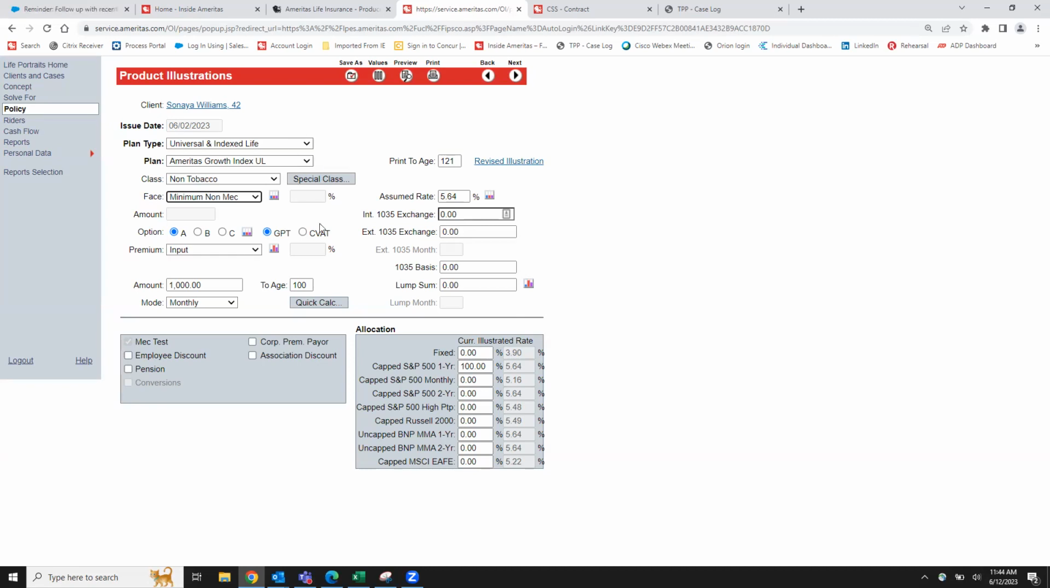Okay. Then you're going to notice there's two other radio buttons. There's GPT and there's CVAT. These are two different ways of the taxation code, making sure that this qualifies for life insurance. So GPT is the guideline premium test. It's defaulted. It happens to be the most popular that we have. CVAT is the cash value accumulation test.